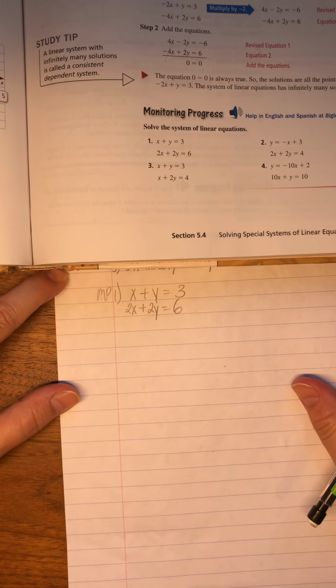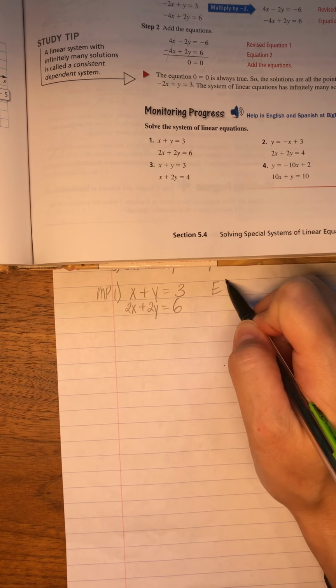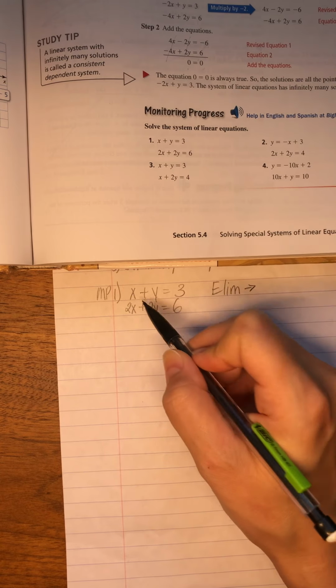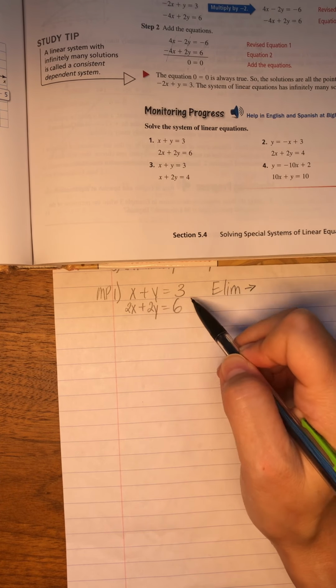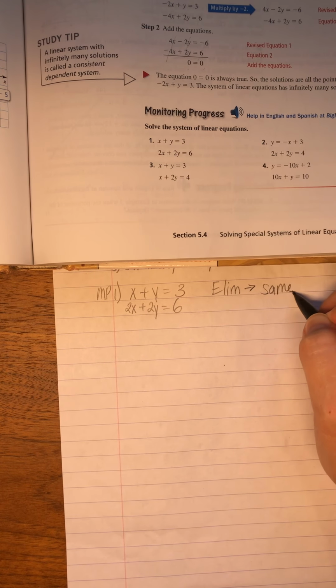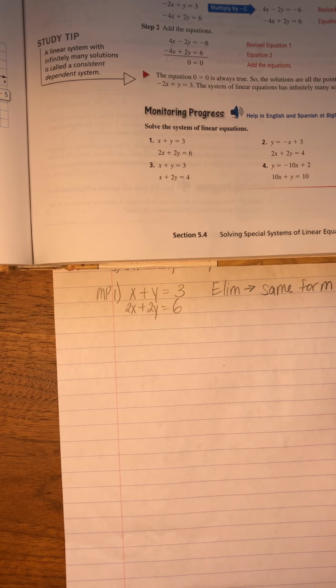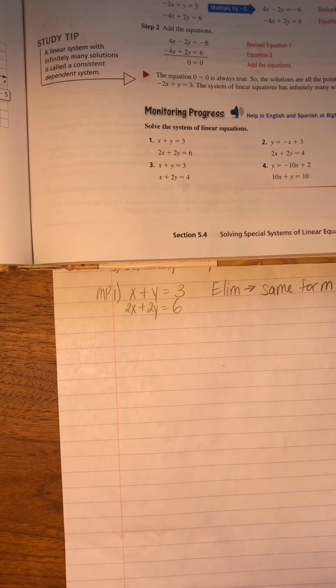Okay, so to solve this system here, I'm going to solve by elimination. And the reason I'm choosing elimination is because the equations are in the same form, right? The x's are lined up, the y's are lined up, the constants are lined up. So because they have that same form, I'm going to choose elimination. So to solve by elimination, let's pick a variable to cancel. Well, they don't have the same coefficients right now, so I'm going to have to multiply.